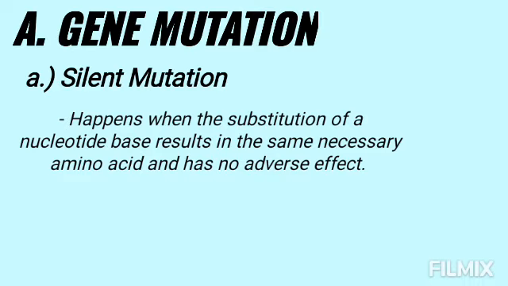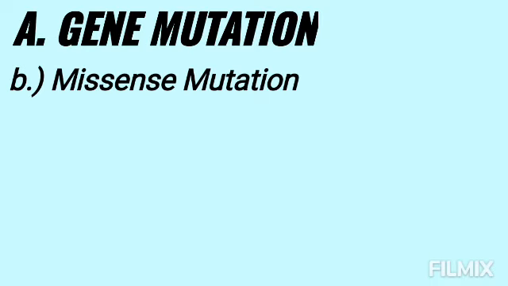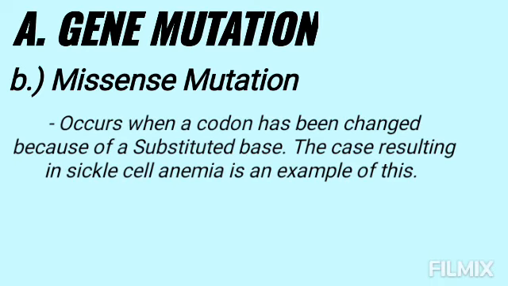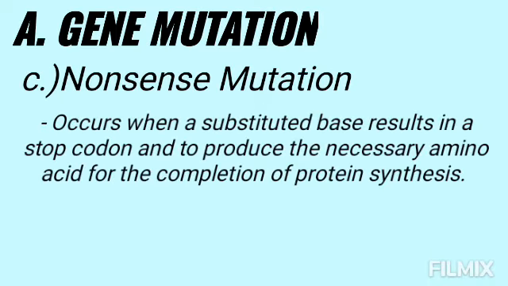Types of point mutation that may occur in organisms. Letter A. Silent mutation happens when the substitution of a nucleotide base results in the same necessary amino acid and has no adverse effect. Letter B. Missense mutation occurs when a codon has been changed because of a substitute base. The case resulting in sickle cell anemia is an example of missense mutation. Letter C. Nonsense mutation occurs when a substitute base results in a stop codon and fails to produce the necessary amino acid for the completion of protein synthesis.